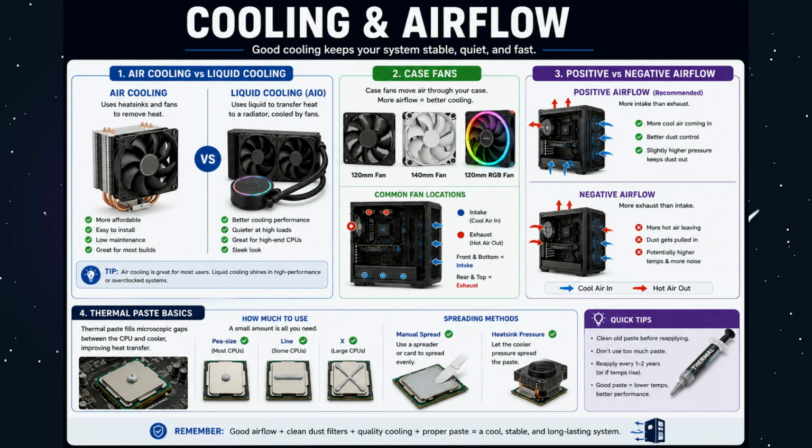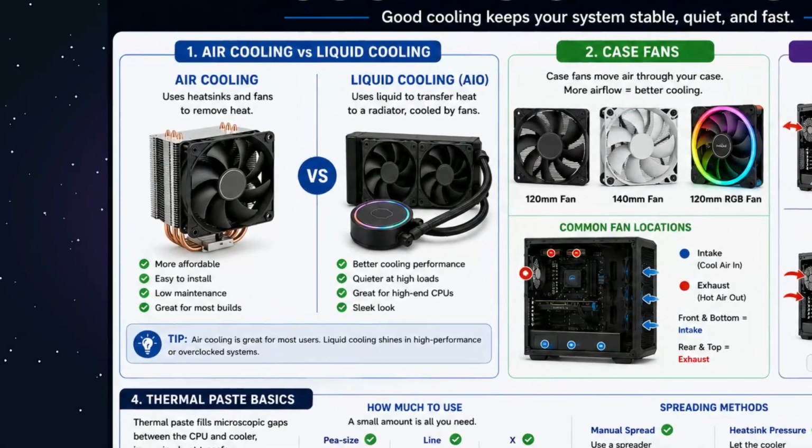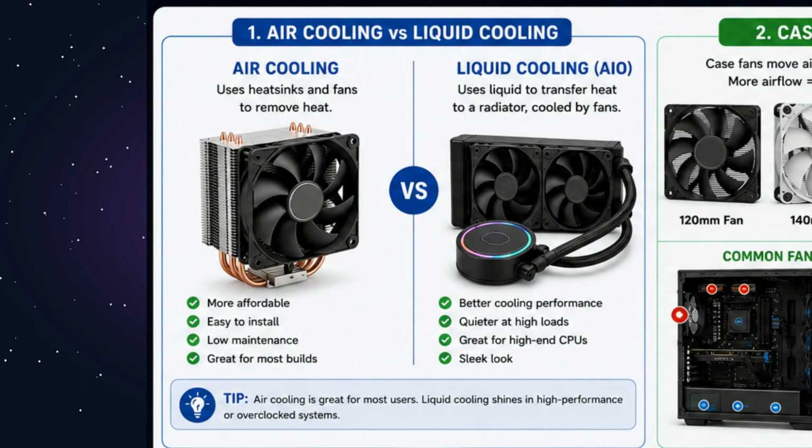Modern CPUs and GPUs generate a lot of heat. If temperature becomes too high, systems can throttle performance, crash, or even shut down. There are two main cooling methods, air cooling and liquid cooling. Air cooling uses heat sinks and fans. Liquid cooling uses a radiator, liquid loop, and a pump. Most users are completely fine with air cooling.